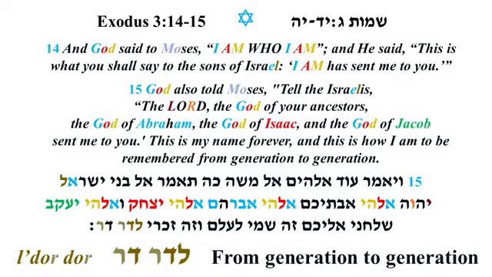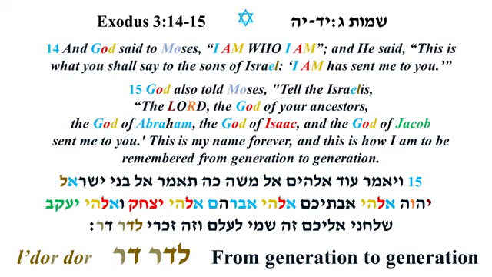Okay, what else we got? How about Exodus 3:14? This is the Pi verse, 3.14. And Elohim said to Moshe, I am who I am. And he said, this is what you shall say to the sons of Israel, I am has sent me to you.